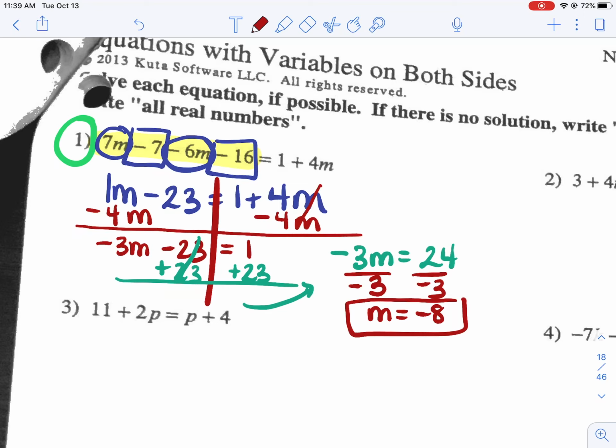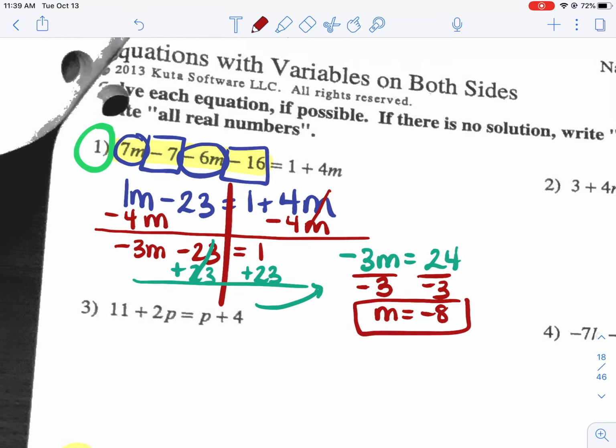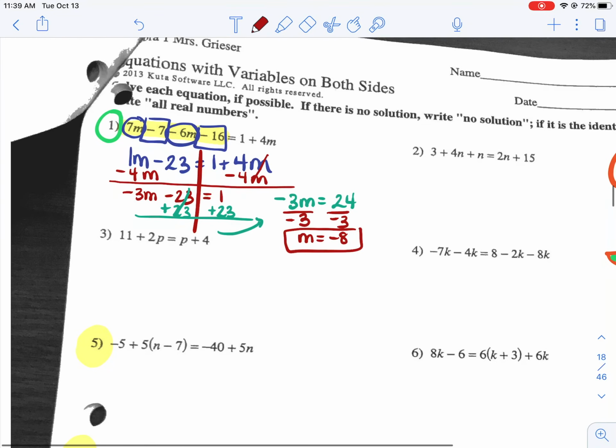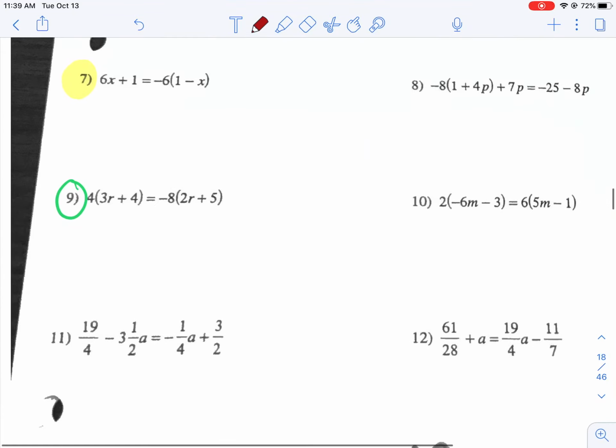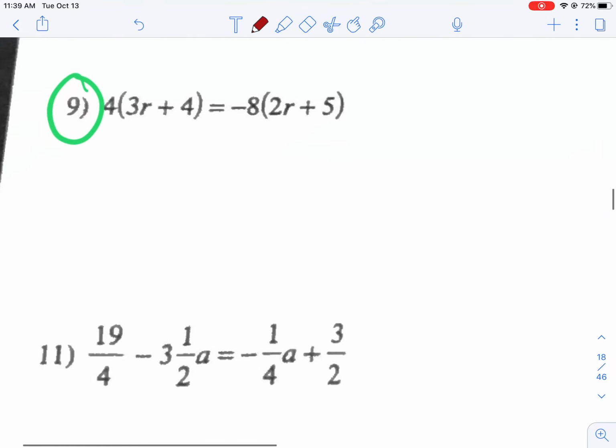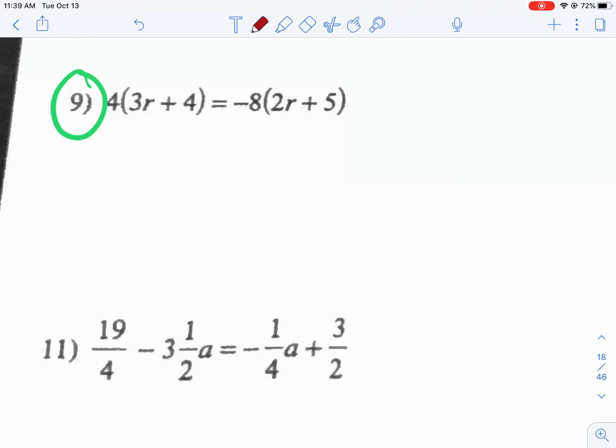Okay, so that's a little bit of a trickier one just because we have to solve by first combining like terms, but I think you guys got that. All right, and then let's go down to number 9, and we're going to come back to 5 and 7 in a second. Number 9 is sort of the same idea, that in order to solve here, we first have to do a little bit of trickery, meaning we need to get rid of these parentheses. So we're going to use our good old friend the distributive property, not once, but twice.